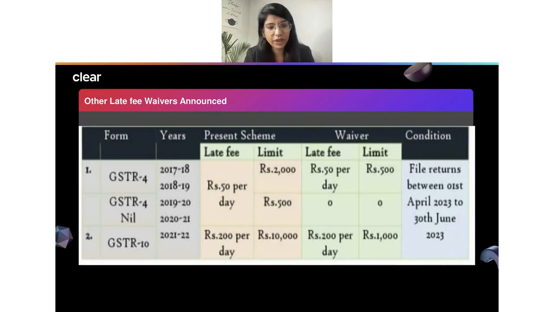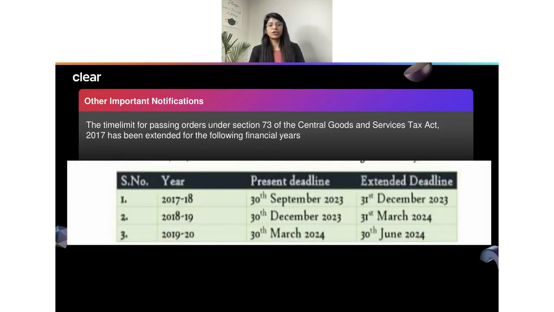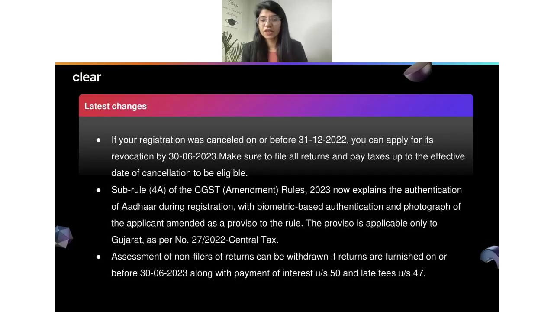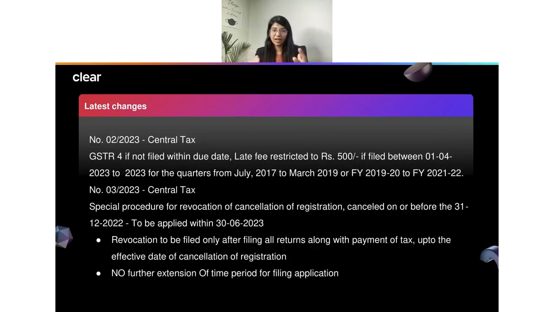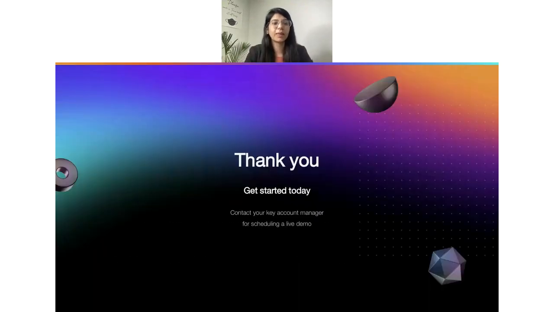Similarly for GSTR 4, if you have missed filing your GSTR 4 and you have opted for the composition scheme and have not filed your GSTR 4, for that also they have come up with this amnesty scheme, where they're saying if you file between April to 30th of June, then there are reduced late fees. So you should always take benefit of this and file all of your pending returns, right? So this is what they have done, and I think this was the main part. Obviously there are other parts to it, but this is the main important point which we should always keep in our mind when it comes to your year-end compliance from the GST perspective.